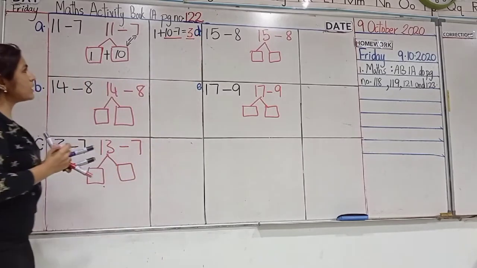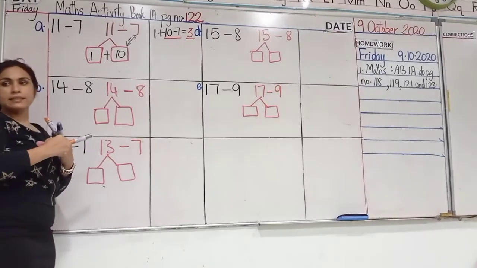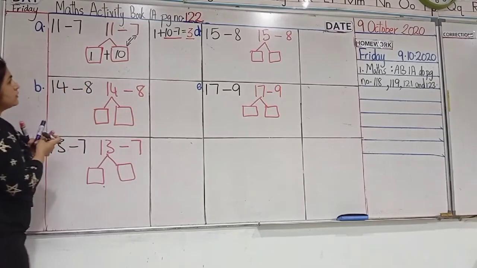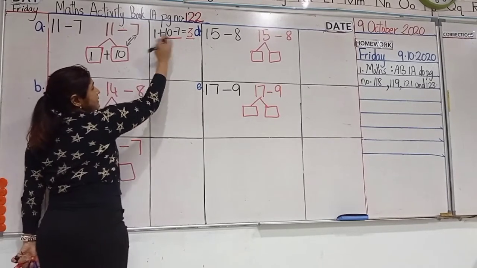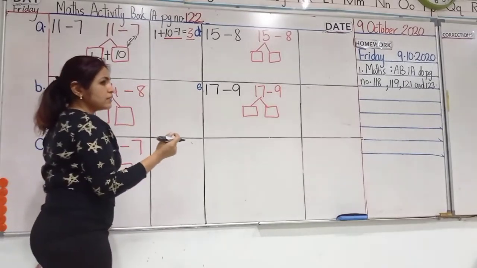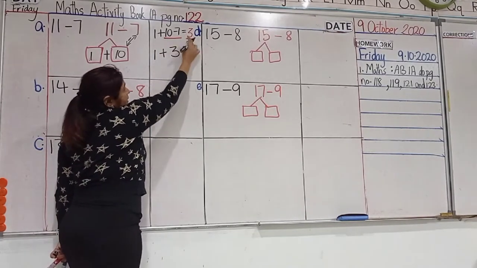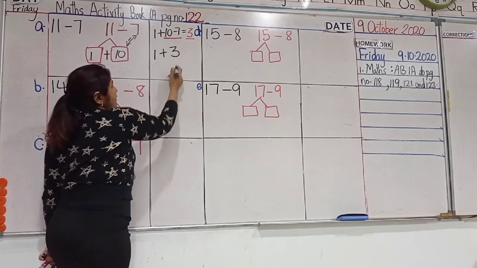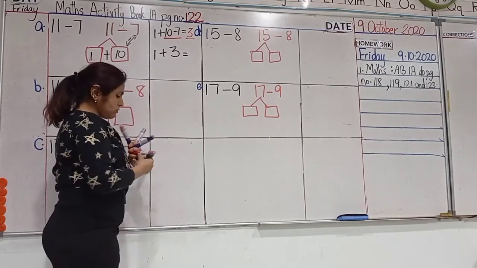Now, my next step is, can anyone guess? Anvita, guess? 10? No, Anvita, 10 we have already used. Look here. 10 minus 7. 10 and 7 is gone. Yes, Vienna? 1 plus 3. Fantastic. This is the 3 which we got after subtracting 10 minus 7. Now 1 plus 3 is? 4. Please write down quickly.